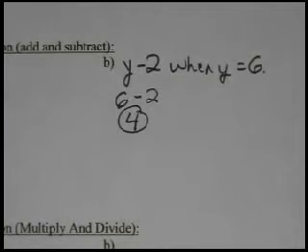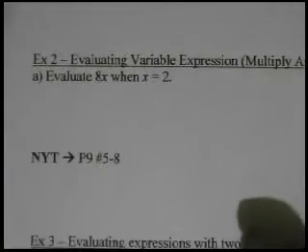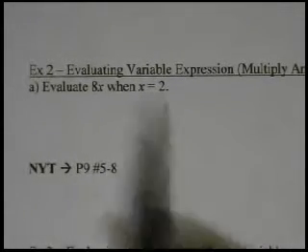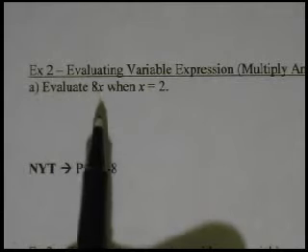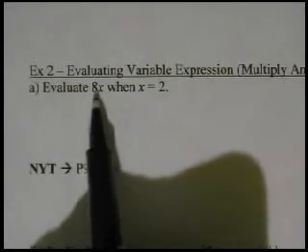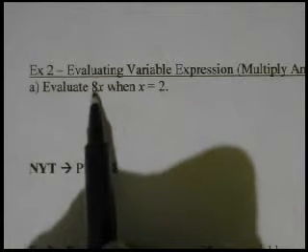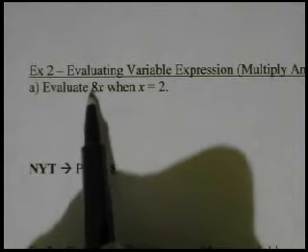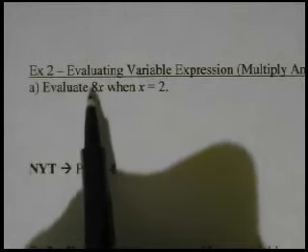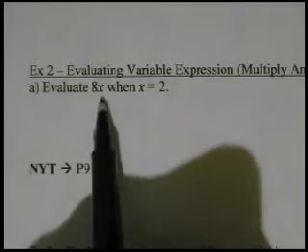Okay, now let's see what happens with multiply and divide. So example 2, we want to evaluate variable expressions again, this time with multiply and divide. The first expression says evaluate 8x when x equals 2. Now, this may be uncommon notation. When you see a letter right next to a number, for example 8x, that means this is a multiply. That means 8 times x.